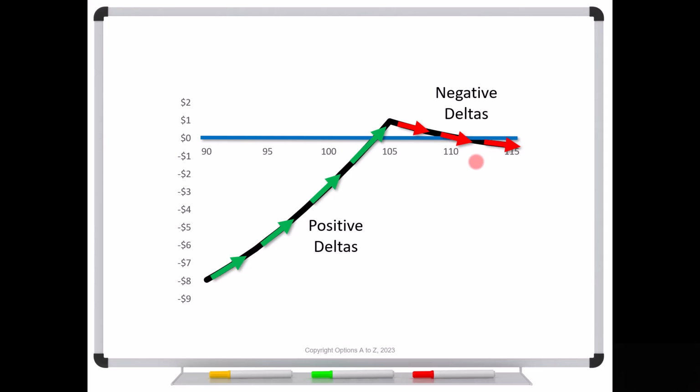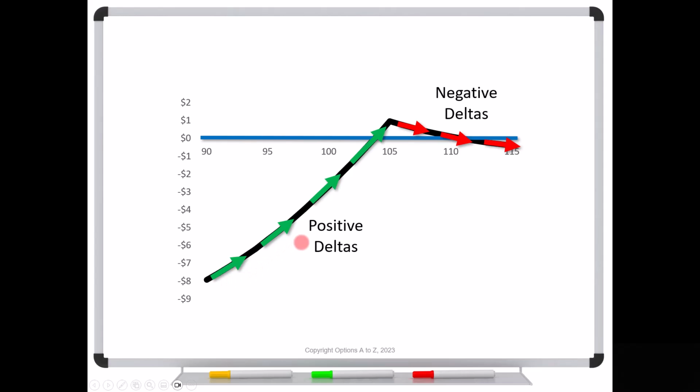So why does this happen? Well, remember on this side, you own a longer dated option. In this example, it was a 6-month $95 call. So your deltas are not 1. They might be 65 or 70.